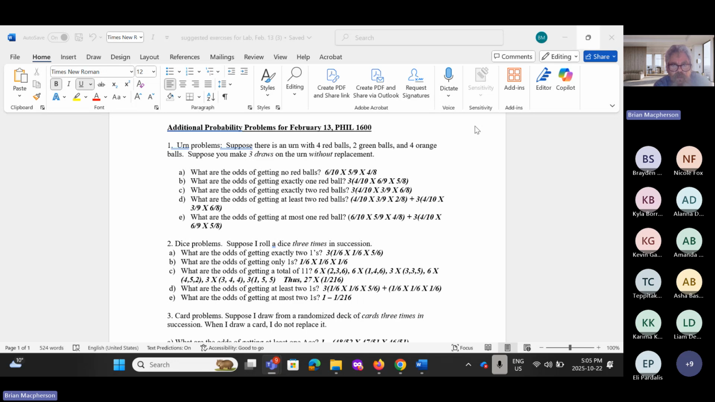So I draw the first time, my chances of getting a non-red ball is 6 out of 10. Now that I've drawn, there's 1 less ball in the urn. So now there are only 9 balls. And because I already drew a non-red ball, that means there are only 5 non-red balls left. So now it's 5 out of 9, right? And then finally, for the third draw, there are only 8 balls in the urn, right? And now there are only 4 non-red balls left, right? And so now the probability is 4 out of 8.